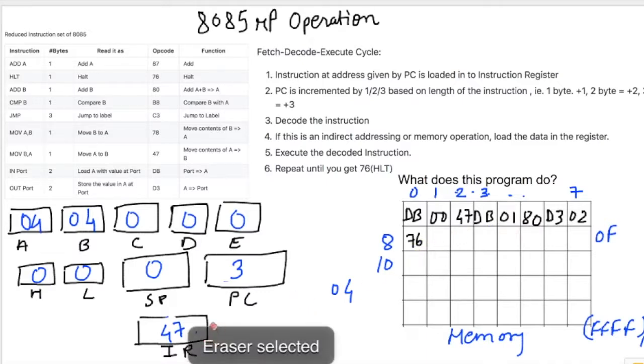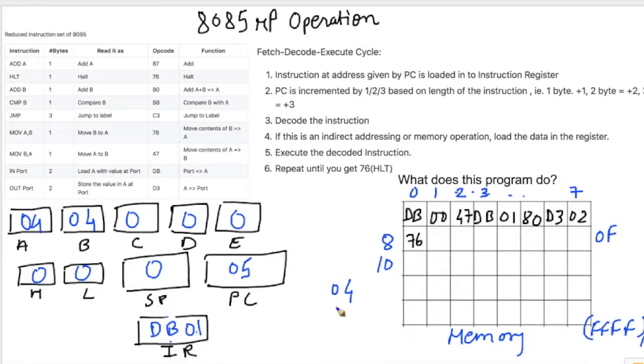So again this time IR will have 2 bytes loaded. So we'll have DB01. Then the program counter will be incremented by 2 this time again. And again we don't know what's at port 1. So let's assume it has 03 in it. Then we execute the instruction. So the accumulator will have 3 now. And we don't have 76 yet. So we repeat the cycle.